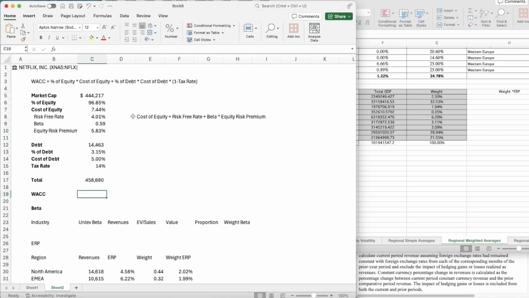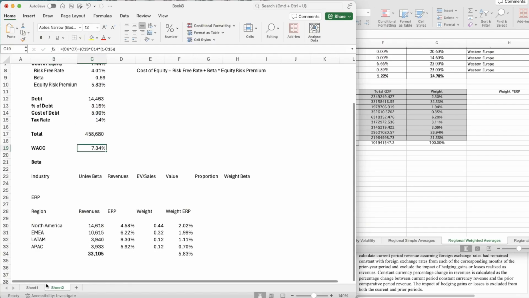Now the WACC equals, so your percentage of equity, you do this in brackets, so your percentage of equity multiplied by your cost of equity, close brackets, plus your percentage of debt multiplied by your cost of debt multiplied by 1 minus your tax rate. There we have it, 7.34%.